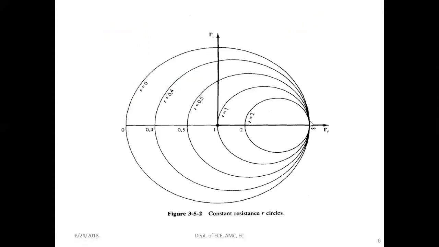How do you calculate the resistance here? From here, it is written 2 on the circle. Similarly, there it is written 1, similarly 0.5, 0.4, 0. The values shown for that particular circle are the resistance value. Suppose I tell you it is the unit resistance circle, this will be the 1. On this only we'll be plotting everything. R is equal to 1.